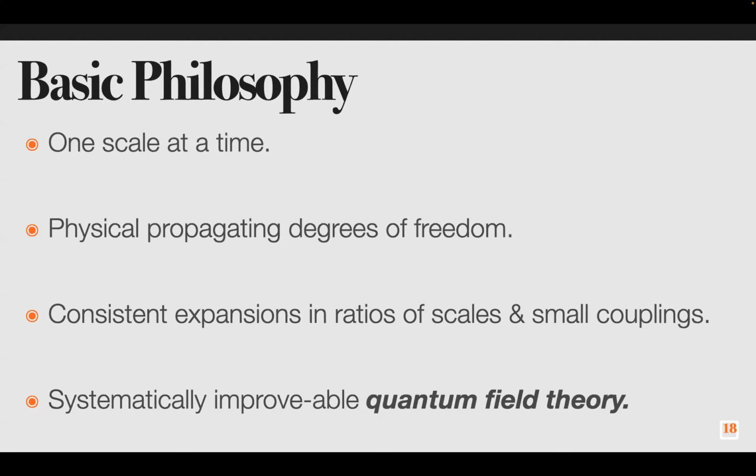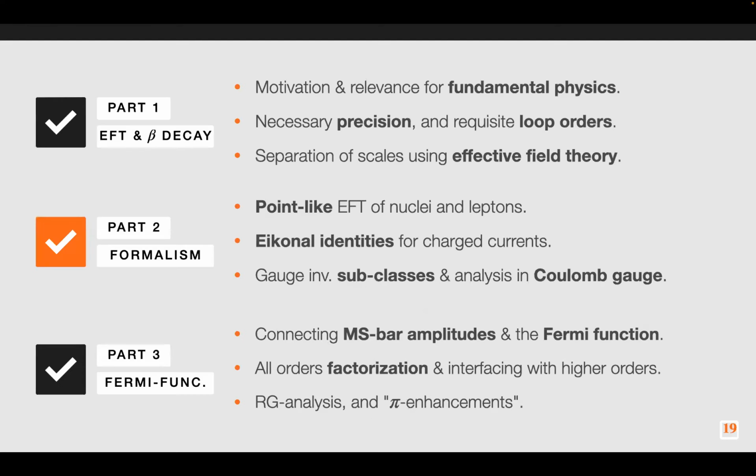So you want a consistent expansion in small ratios of scales and whatever small couplings you have in your theory. And then they should give you some systematically improvable object that you can interpret within quantum field theory and can therefore make use of things like renormalization group technology.